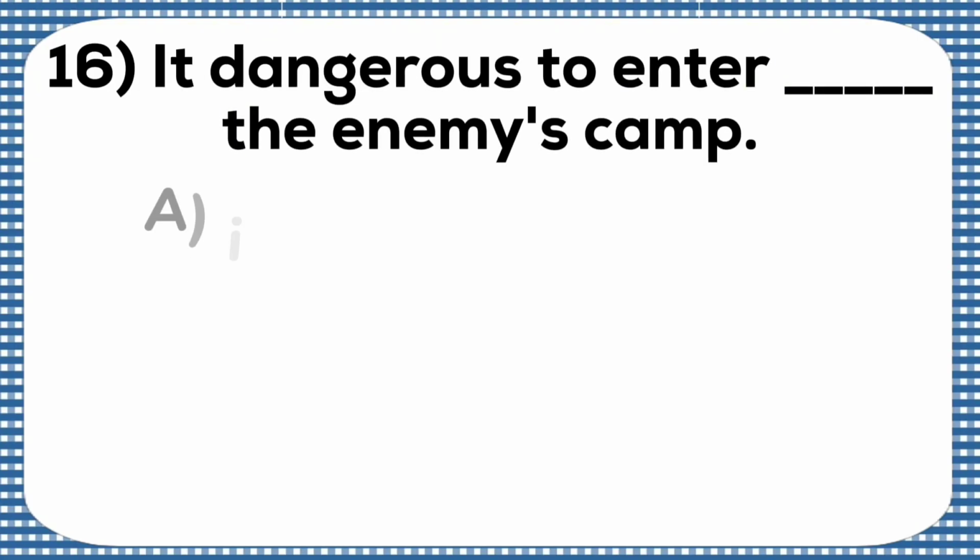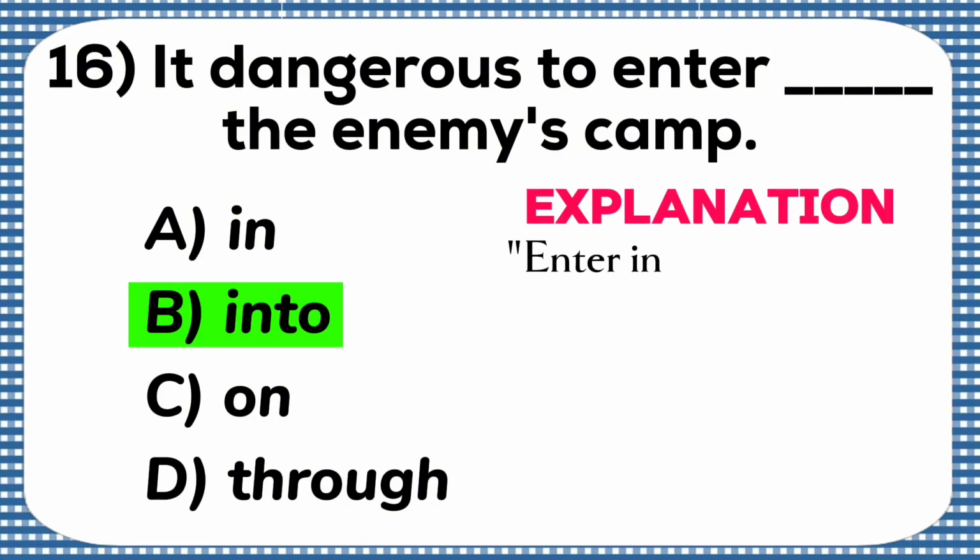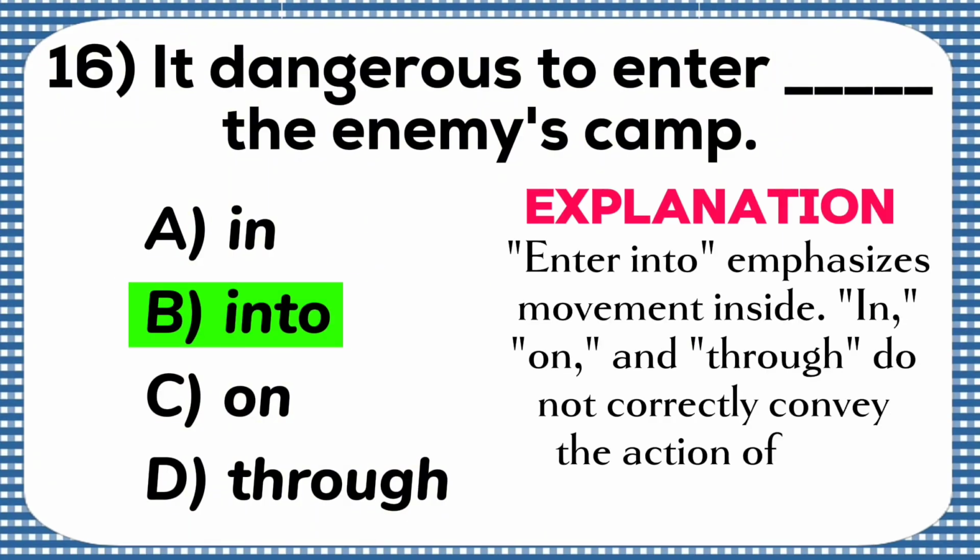It dangerous to enter dash the enemy's camp. The right answer is option B, into. Explanation: enter into emphasizes movement inside. In, on, and through do not correctly convey the action of going inside a place.